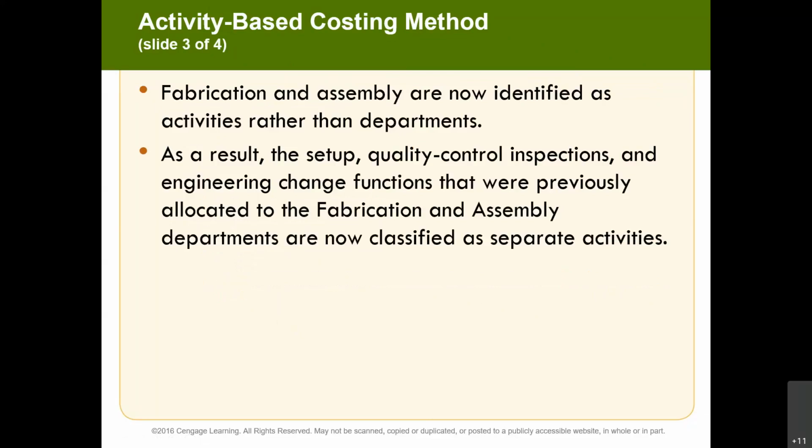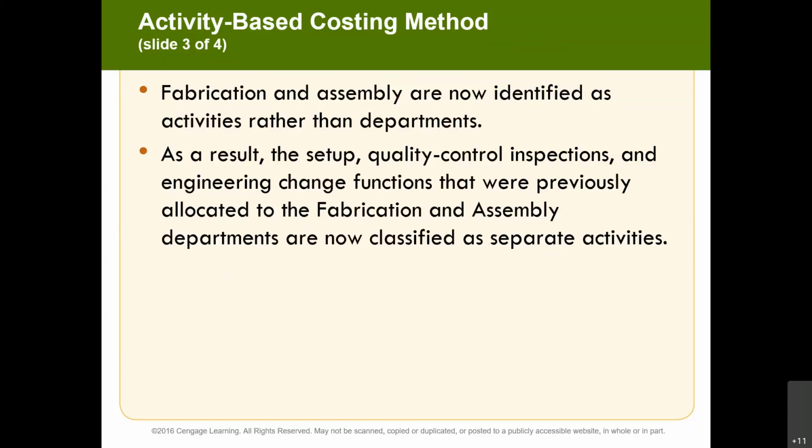So in the fabrication and assembly activities, in the previous chapters, we looked at the fabrication and assembly from the perspective of a furniture company. So instead of looking at them as departments, we want to view these as activities. The actual process of fabricating and the actual process of assembly. Instead of departments, they're activities. So as a result, with each activity, there's setup, there's quality control inspections, there's engineering changes.